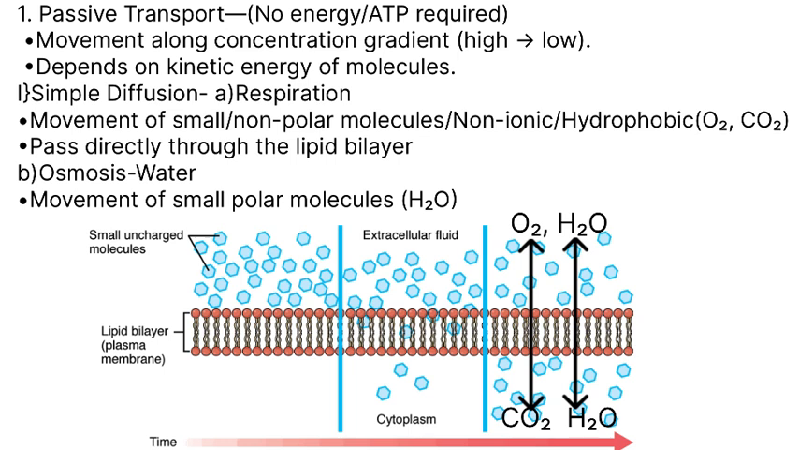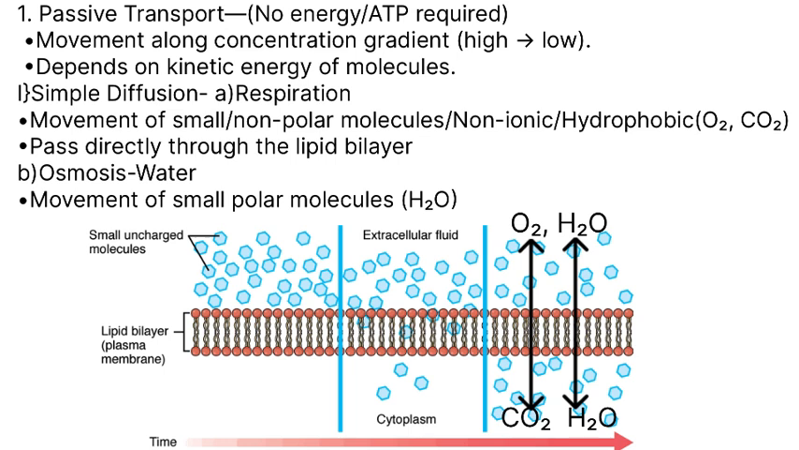We know that. And further they are subdivided into a few types, which are simple diffusion and osmosis, where simple diffusion is the movement of small non-polar molecules directly through the lipid bilayer. For example, the diffusion of oxygen and carbon dioxide in the lungs. Then we have osmosis, which is the movement of water molecules across a semi-permeable membrane. For example, the movement of water molecules in the plant roots.